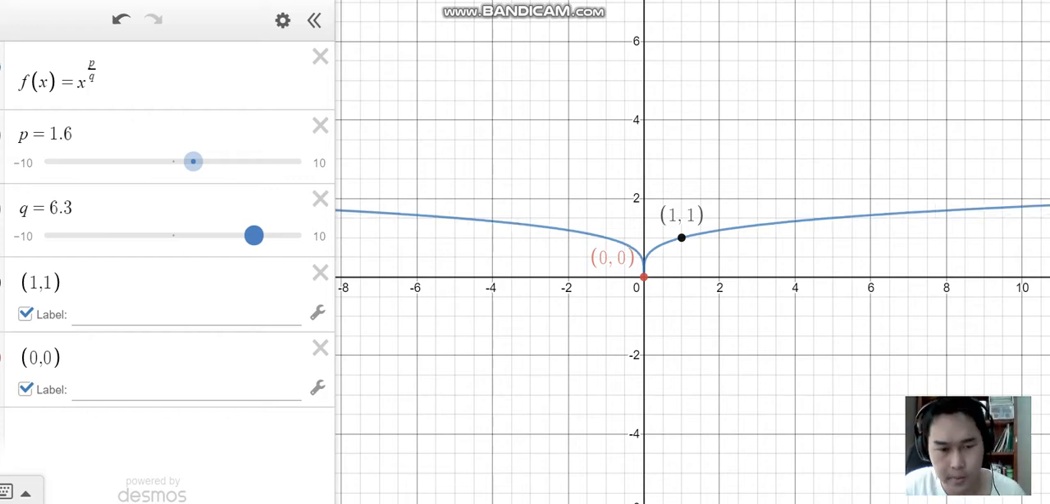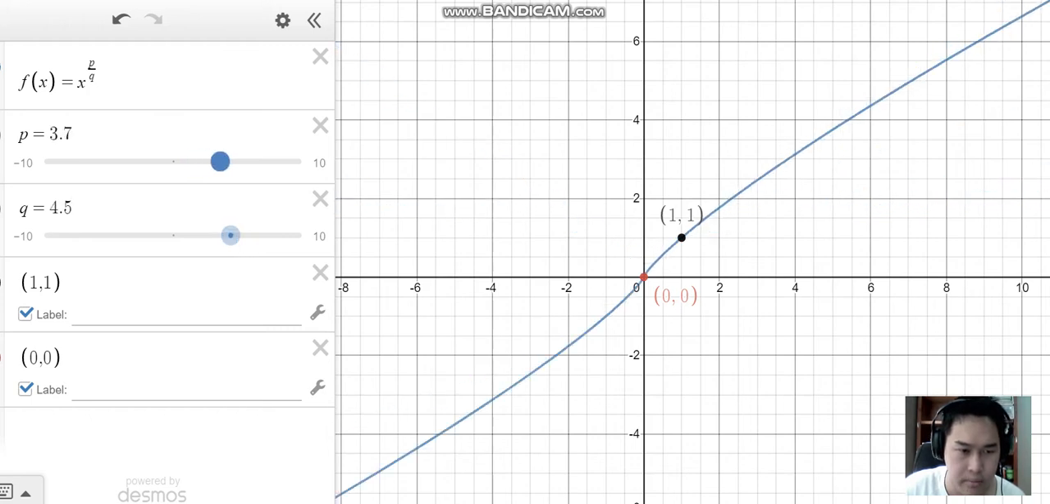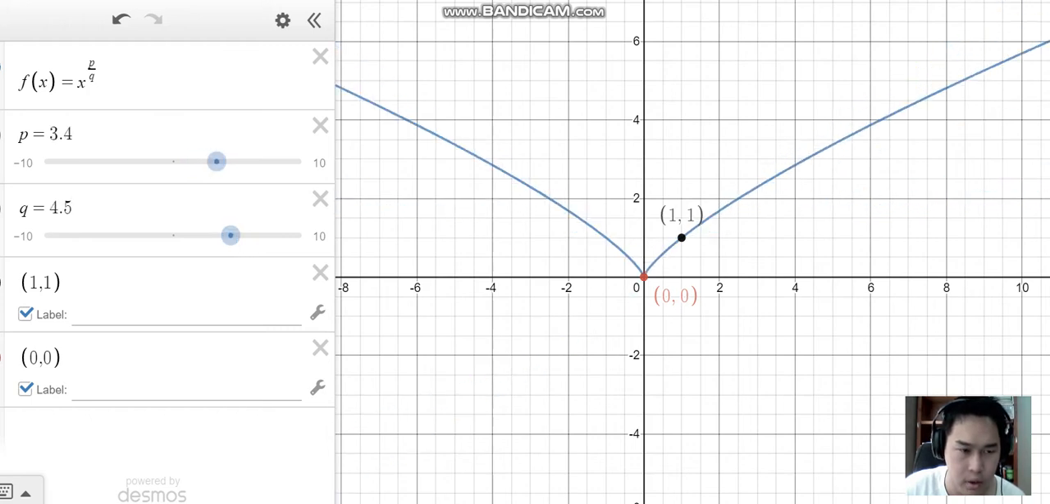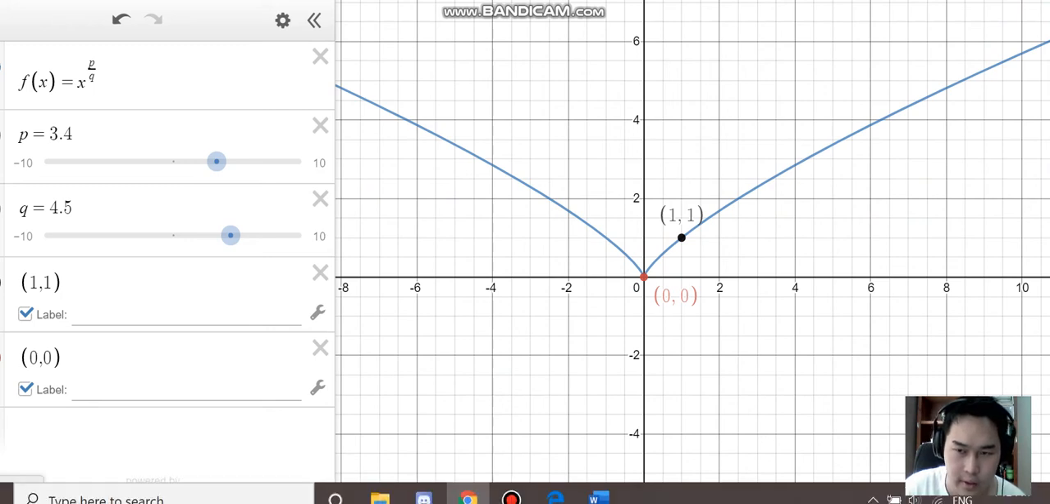Which kind of makes sense, because we're not moving the graph left and right. There's no translation on it. There's no h or k, and technically there's no dilation either, because this is a power rather than a coefficient in front of the x. And yeah, that'll be all.